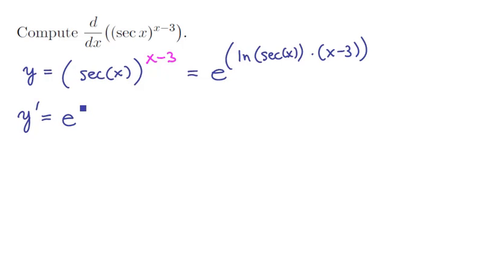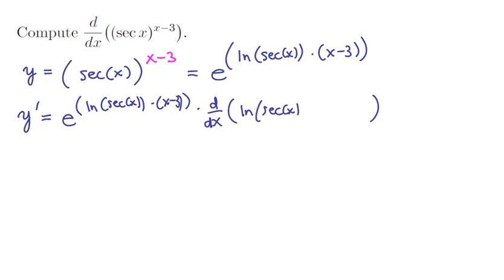The derivative of e to the blank is e to the blank times the derivative of blank. So let's just fill in the blanks right now. We're going to have ln of secant of x times the quantity x minus 3. So the next order of business is going to be to differentiate this.